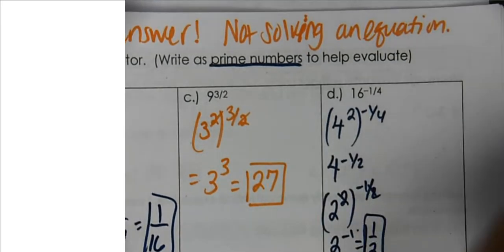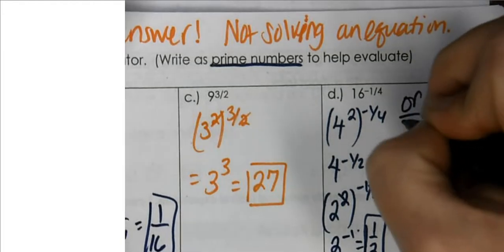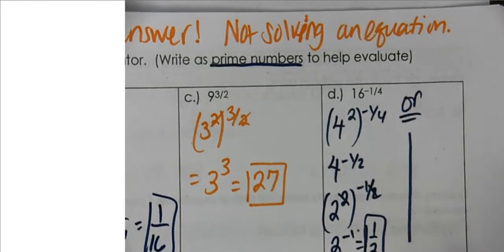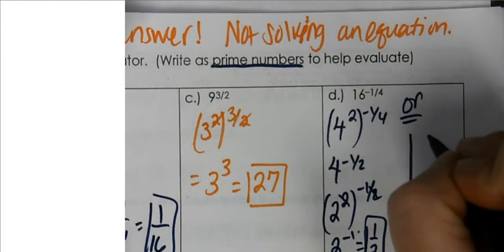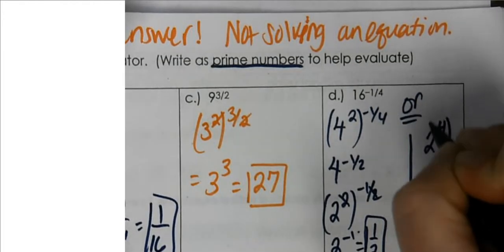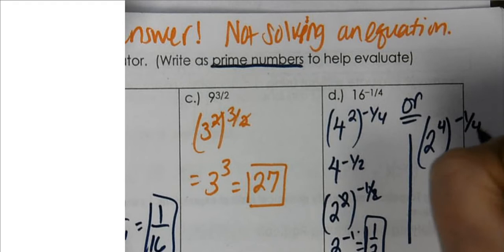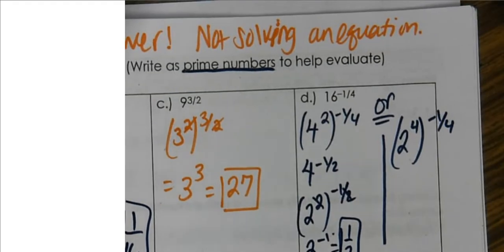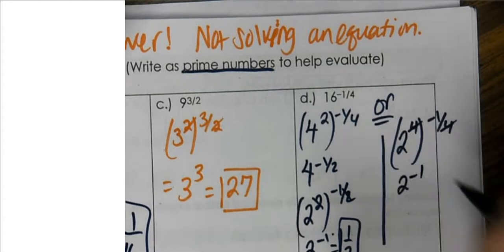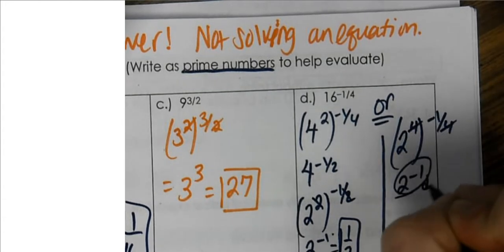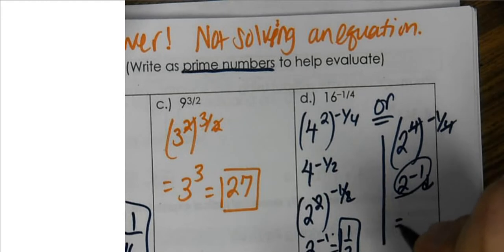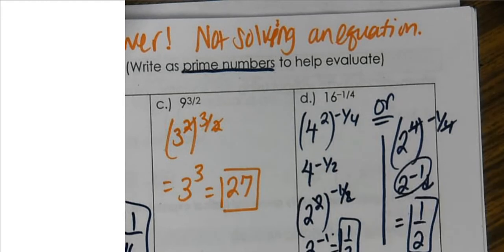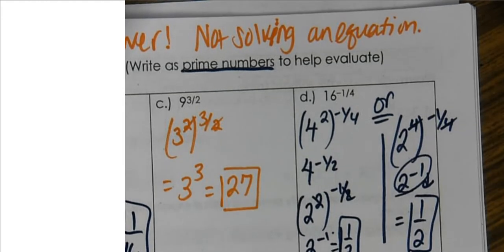That's one approach. Or another approach is you could say, oh, I know that 16 is really 2 to the 4th power, and I'm going to raise this to the negative 1/4 power. The multiplication of 4 eliminates the division of 4, leaving us with 2 to the negative 1st, which means I have to bring that 2 to the negative 1st down, and I still end up with 1/2 as my answer.